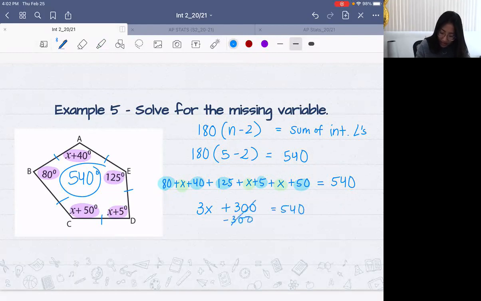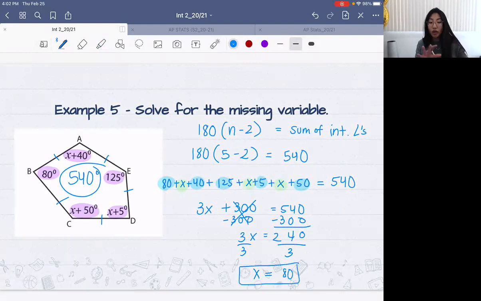Subtract 300 on both sides so that it can cancel. And then divide by 3. And then notice that this does turn out to be a pretty clean answer. So I do get, I believe, no, it's not 60, it's 80, sorry. Okay, so in general, all my x values are 80 degrees. And if I were to plug 80 degrees in there, I know angle A should equal 120 degrees because 80 plus 40 is 120. All right, so that's that type of problem.